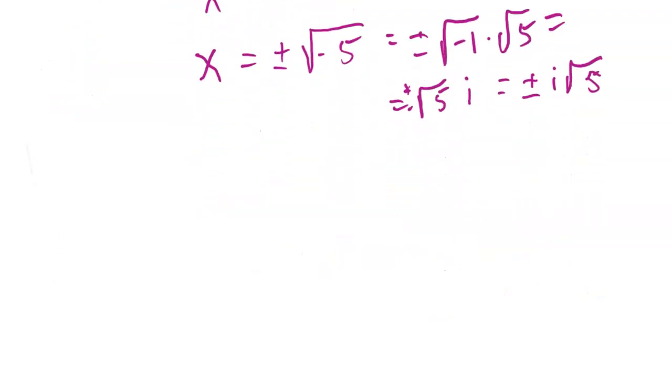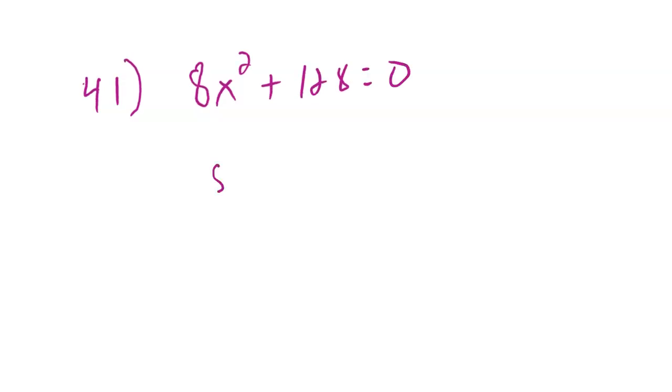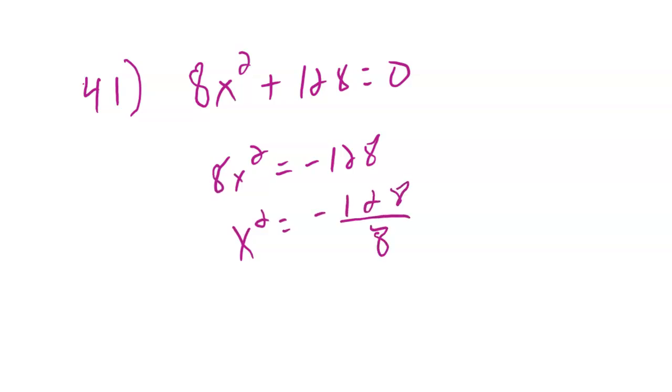All right, number 41. Yikes. I don't know if I can divide that. Guessing 16. Yeah. So I'll get 8x squared plus 128 is equal to 0. I'll get 8x squared is equal to -128. I'll get x squared is equal to -128 over 8. I believe that's 16. Just don't know how to show that. I'm just fooling around with this.